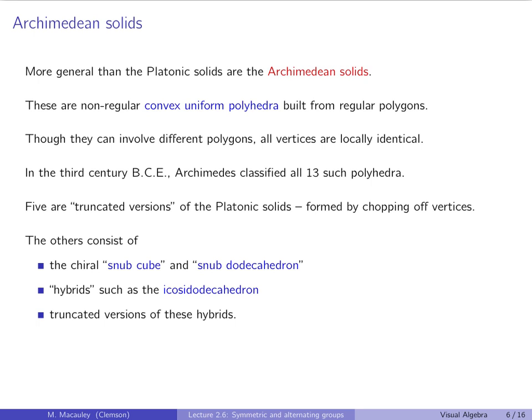And you can ask, why not just keep going and chopping things off and taking hybrids, and maybe there's infinitely many of them. But Archimedes showed that there was just 13 of them, and I think that's a pretty remarkable achievement, given what time frame that was done in and what tools and what knowledge he had to work with. The Cayley graph of S4, and actually a few other related groups, can be arranged on the skeletons of several of these Archimedean solids.